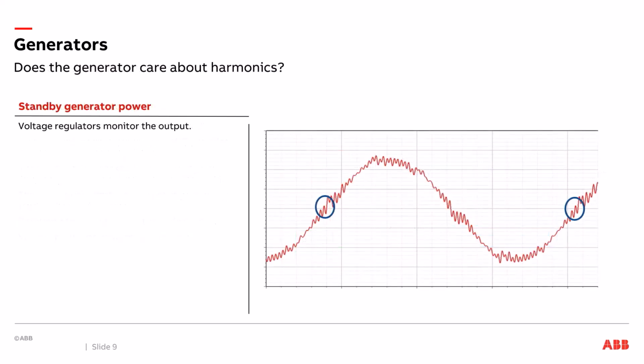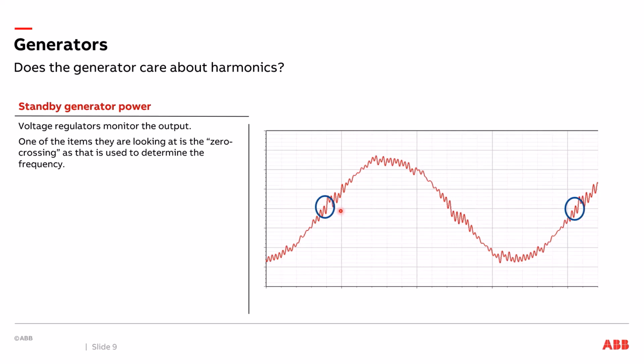So let's say I've got some harmonics. What does that really do to the generator? I just said that the AVR is looking at the output of the generator and trying to maintain a fixed frequency such as 60 hertz. Well, it's looking at the zero crossing, and if you look closely here, there are a lot of harmonics. These are high frequency harmonics in this particular example, and the waveform actually crosses zero multiple times.